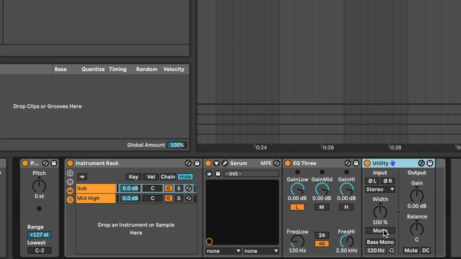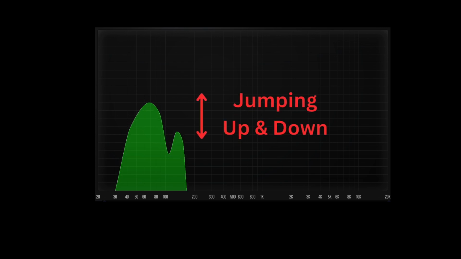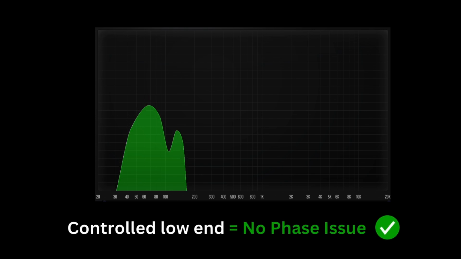Let's apply a utility afterwards and put the signal fully mono. Now listen to the sub-bass only. As you can hear and see, the sub-bass is still not controlled and all over the place. So I'm just going to replace my sub by something simpler and more constant.